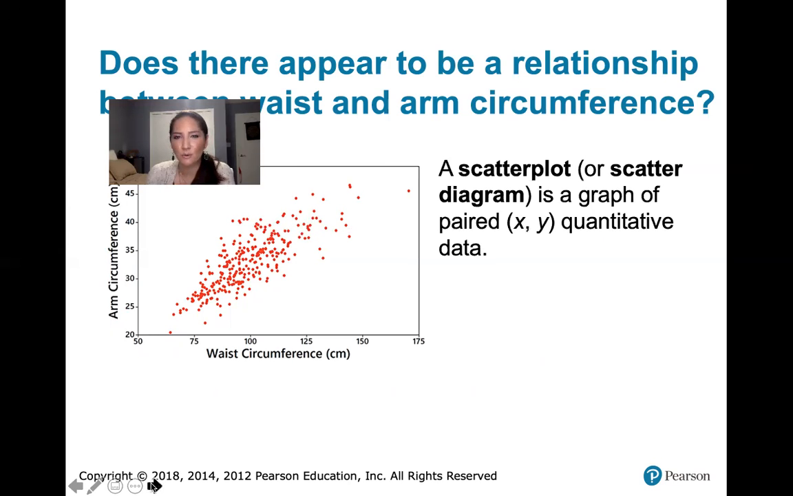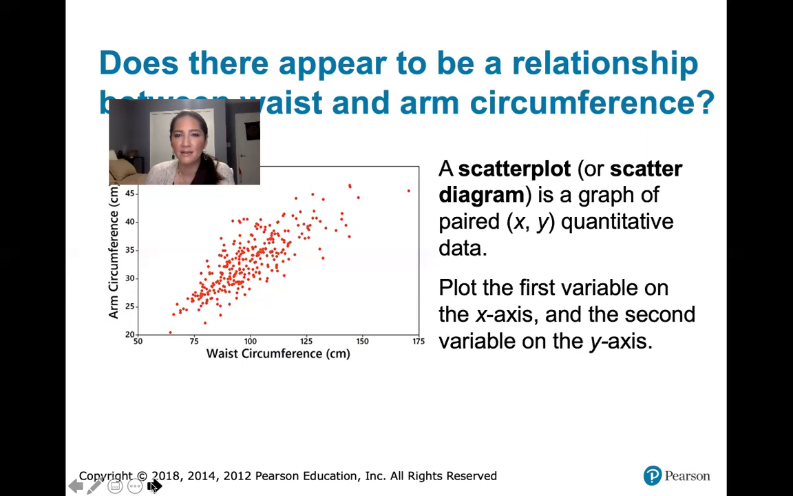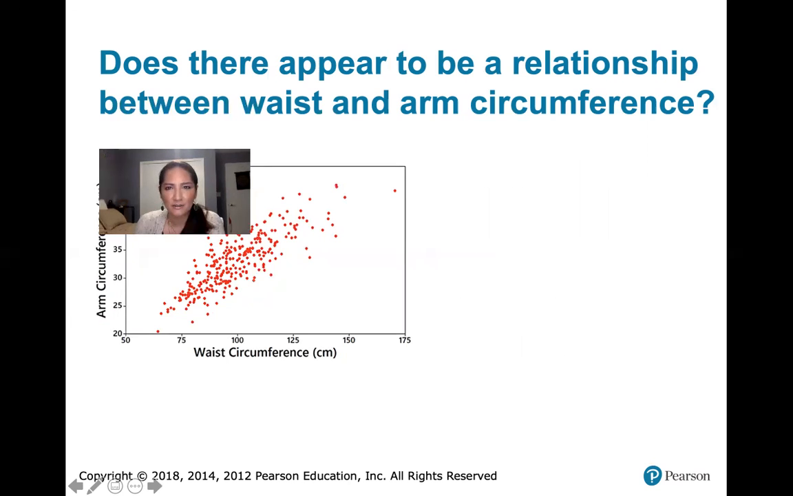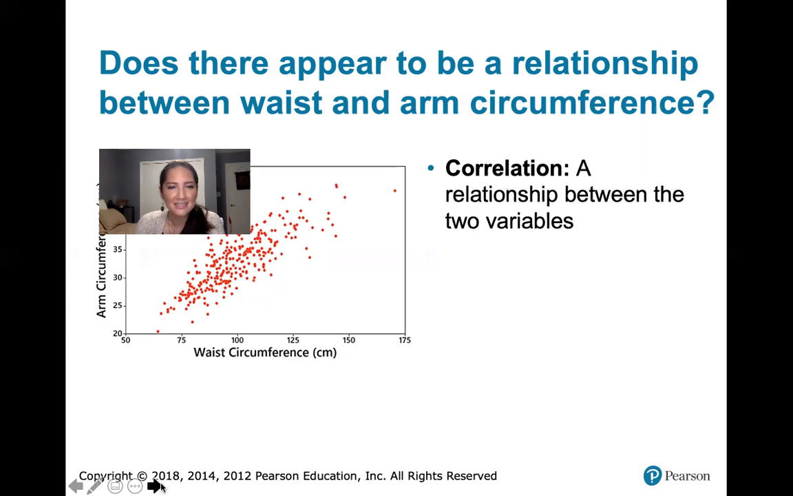The graph of that set of ordered pairs is called a scatter plot or scatter diagram. Typically, we plot the first variable on the x-axis and the second variable on the y-axis. Now, when we ask, is there a relationship between the two variables? Another way we could ask that is, is there a correlation between waist circumference and arm circumference? In statistics, the word correlation means that there is a relationship between the two variables.